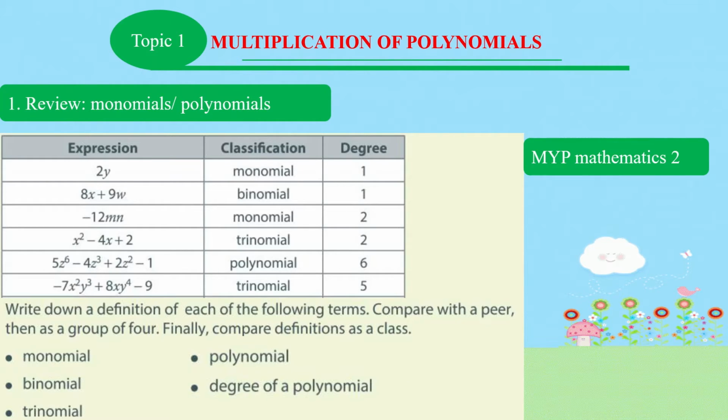Alright, so now I want you to write down a definition of each of the following terms. Compare with a peer, and then as a group of 4, and finally compare definitions as a class about monomial, binomial, trinomial, polynomial, and degrees of a polynomial. You should discuss in the group and then give me the answer later.